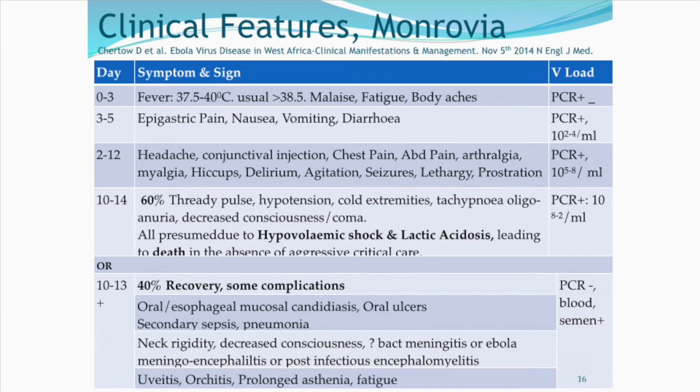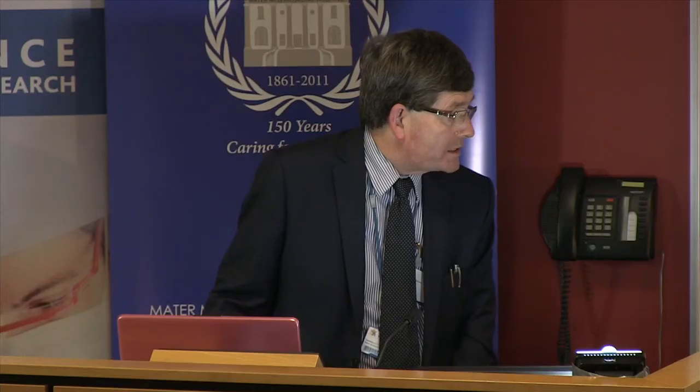What's also described less commonly is a syndrome of encephalomyelitis, which is not properly understood, occurring in a minority. Patients apparently recovering get neck rigidity and decreased consciousness. Do they have bacterial meningitis or viral meningitis or post-infectious encephalomyelitis? No scans, no LPs have been done to bring clarity to that yet anyway. And then a few weeks into it, they may get uveitis, orchitis, and prolonged weakness and fatigue, and this may persist even for months or even years.